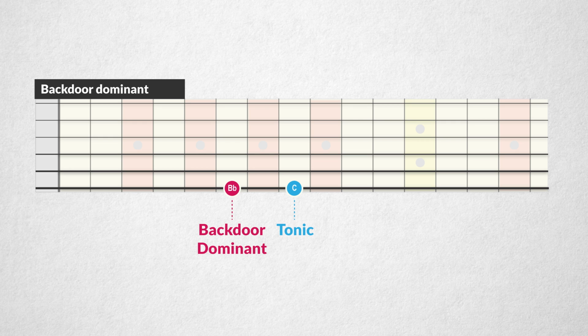Now, to understand how the backdoor progression works, we should know something about the most important part of the progression, and that is the dominant chord in the backdoor progression. Now, the backdoor dominant chord is always a whole step lower in pitch than the tonic to which it resolves. Or we could say that the backdoor dominant always resolves to a chord that is a whole step higher.